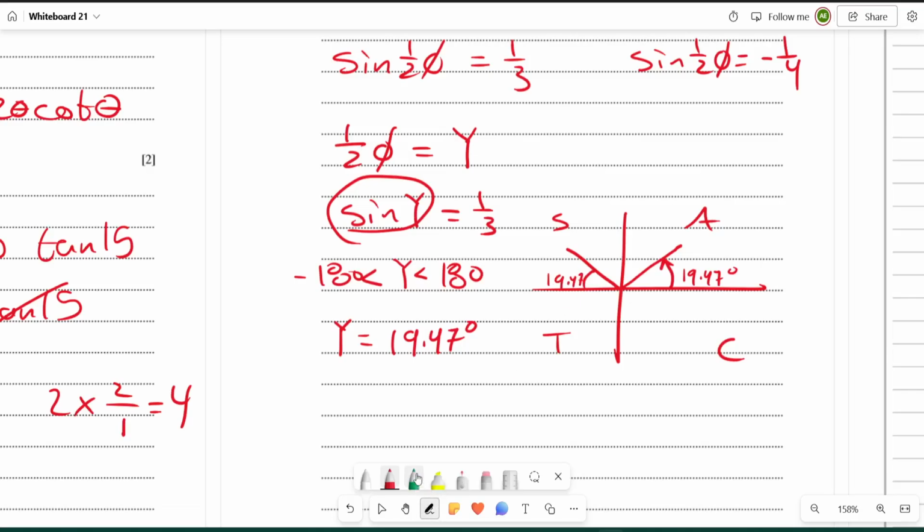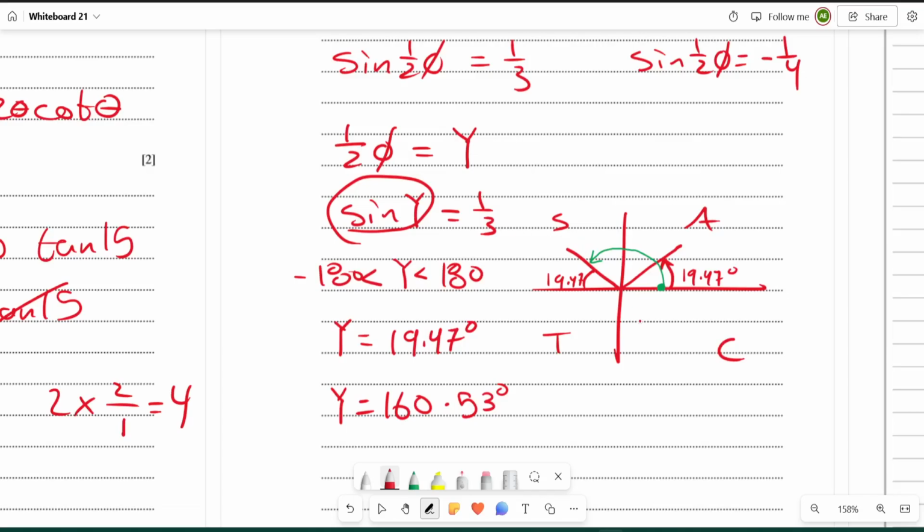So let me start getting the next answers. From here, I'm going to move clockwise. This is the first answer, which I already did, so I'm going to skip this and go to the next answer, which is going to be all of this angle, basically 180 minus 19.47. That's going to give me another y value of 180 minus 19.47, which is going to equal 160.53 degrees.